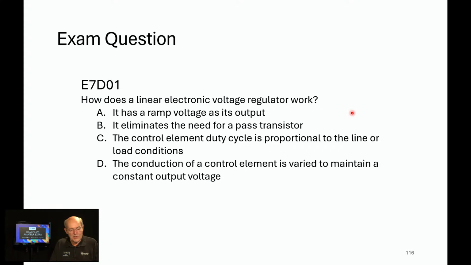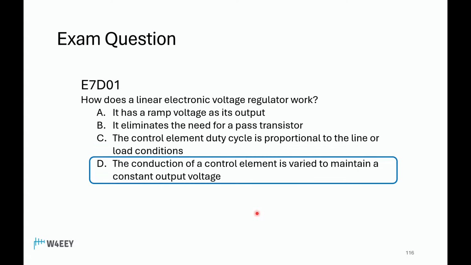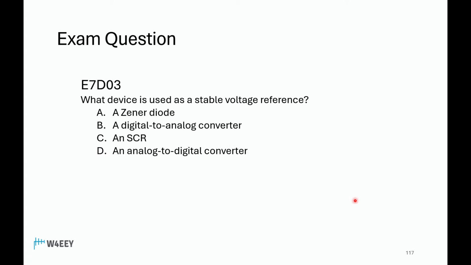All right, how does a linear electronic voltage regulator work? Delta. It is delta. The conduction of a control element, which is a transistor, pass transistor, is varied to maintain a constant output voltage. What device is used as a stable voltage reference? Alpha. It is alpha, a Zener diode, exactly.